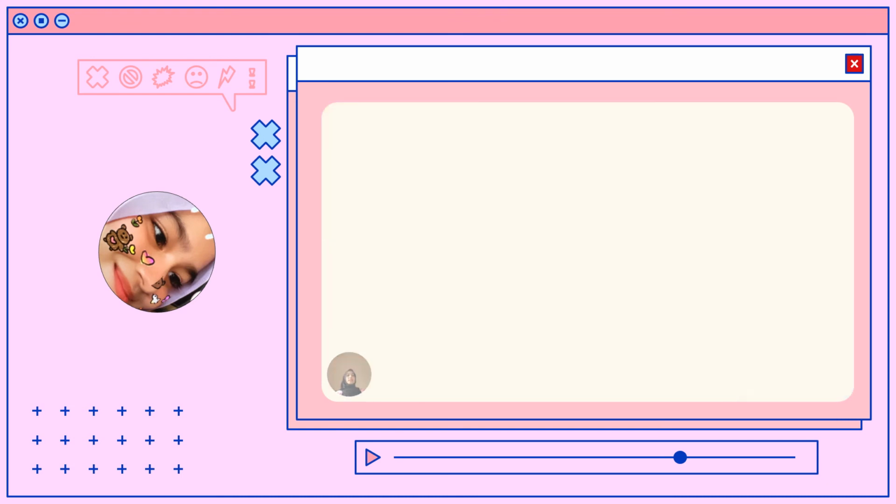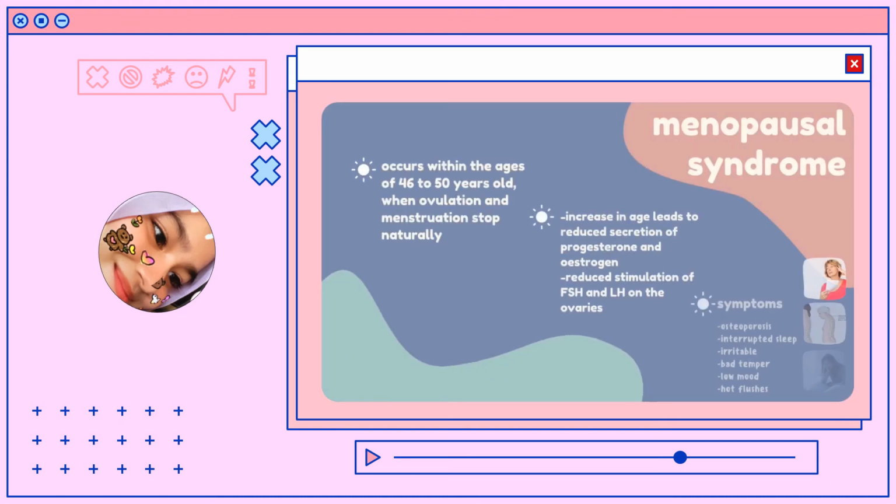Okay, so let's move on into the details. So basically, menopausal syndrome occurs within the age of 46 to 50 years old when ovulation and menstruation stop naturally. But in certain cases, it's a rare case, if you experience your menopausal syndrome earlier than 46 to 50 years old, it's a very rare case.